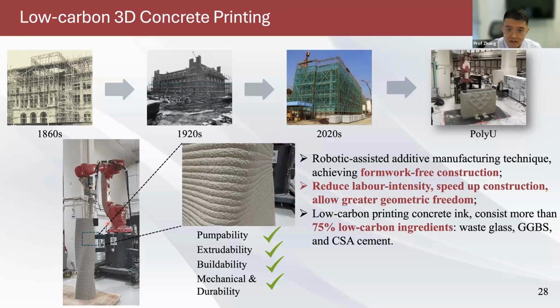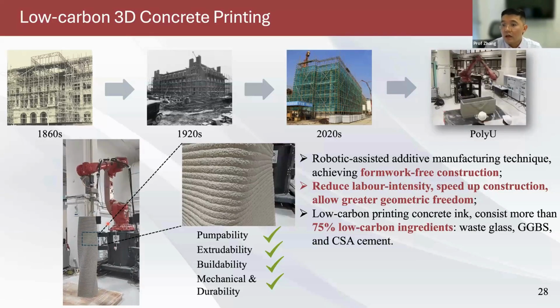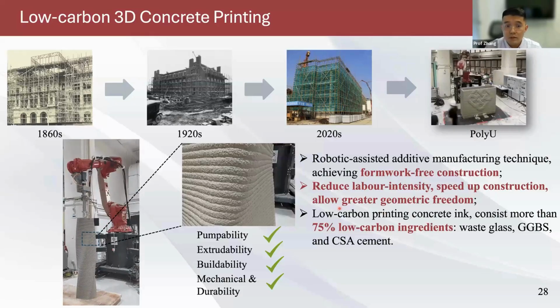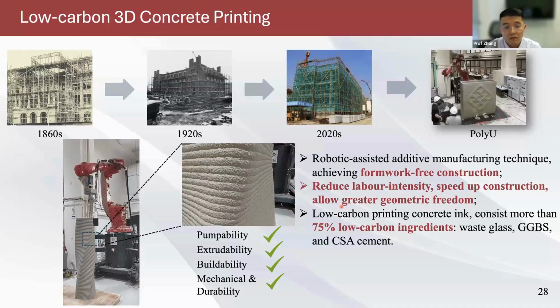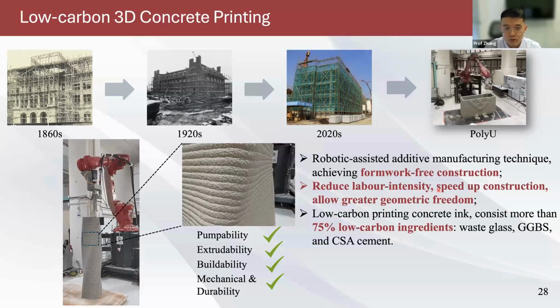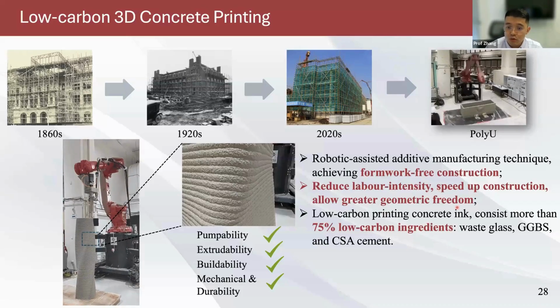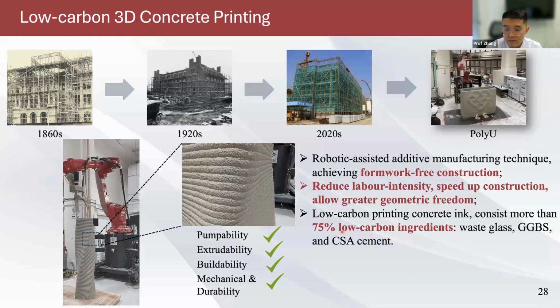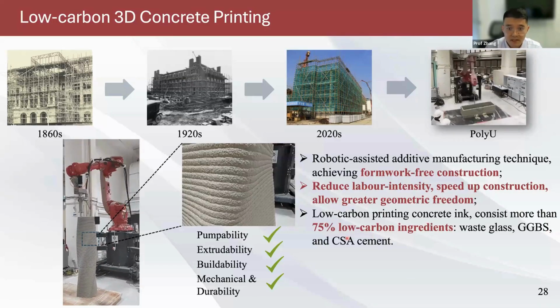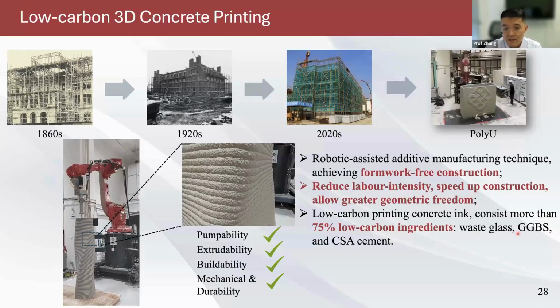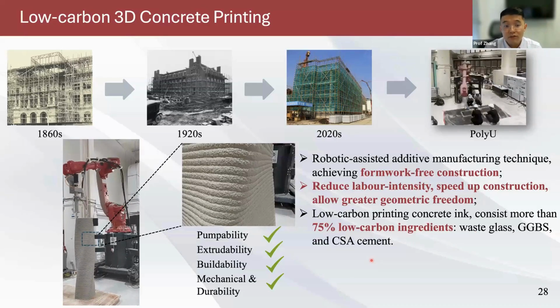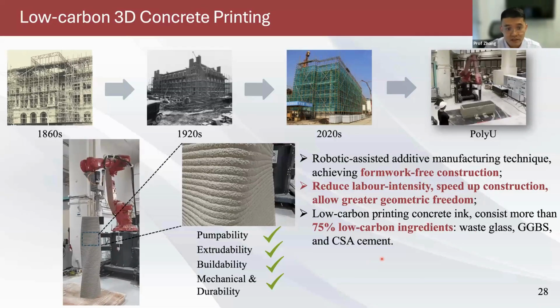So indeed, it can reduce labor, speed up construction, and allow greater geometric freedom. But from a material perspective, it's not low carbon, right? You use too much cement. So at PolyU, the first job we did is to create this low carbon printing ink. It consists of more than 75% low carbon ingredients, including glass, GGBS, and CSA cement. The rest, less than 25%, is OPC.